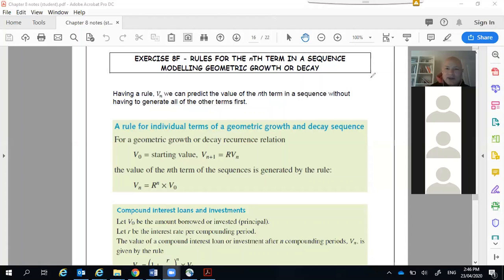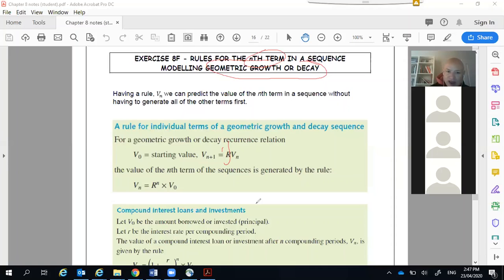For the nth term of a sequence, same as we did before for linear, now we're doing it for geometric growth or decay. Again, we're going to have to find our R, or the recurrence relation. And I showed you how to do this yesterday with exercise AE. It's the same principle here. It's exactly the same. There it was already written, but I actually did it for you guys so you can start learning with it.